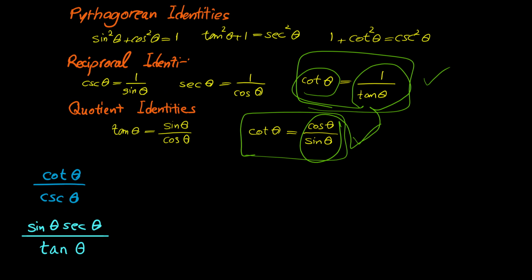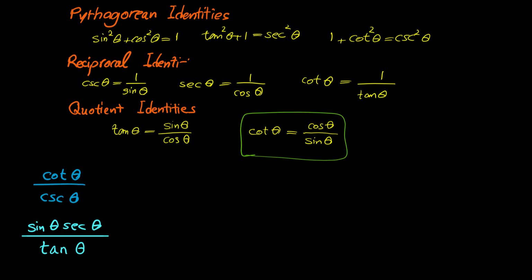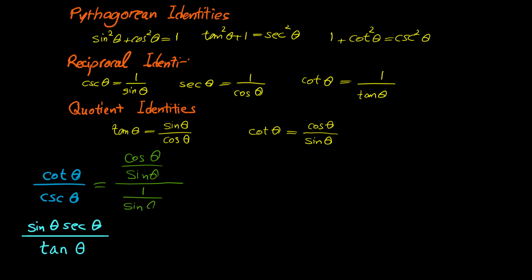Probably here, this identity, cotangent is cosine over sine, works better, because we can replace cosecant, which is in the denominator, with 1 over sine, and if we replace cotangent with cosine over sine, then probably sine can cancel and we can simplify the expression better. So let's see if this works or not. So for simplifying this expression, we write cotangent as cosine over sine, and we write cosecant as 1 over sine.